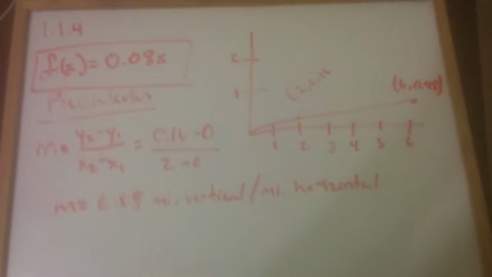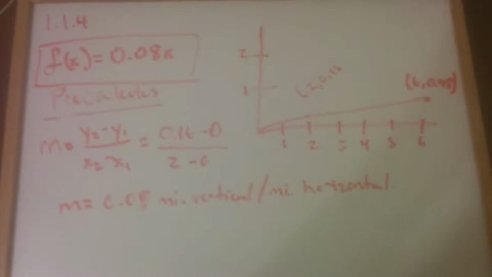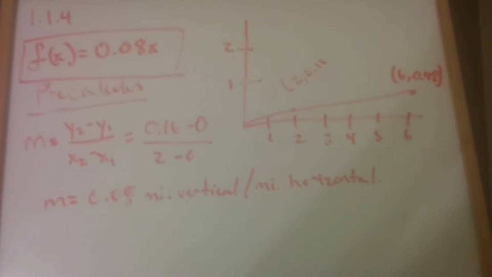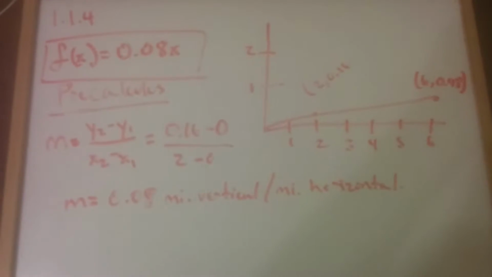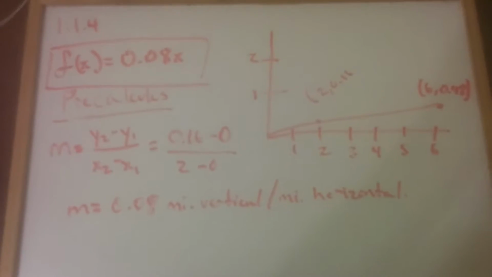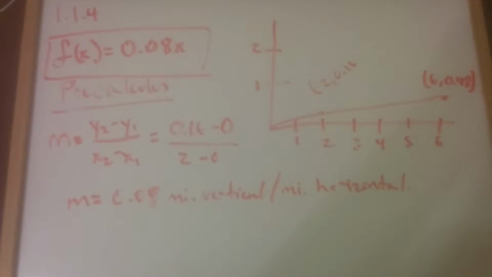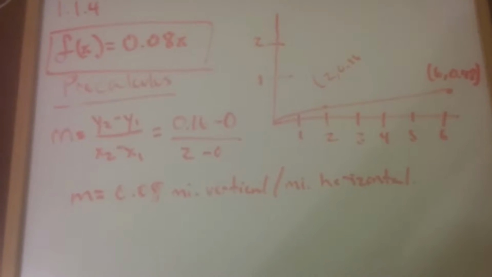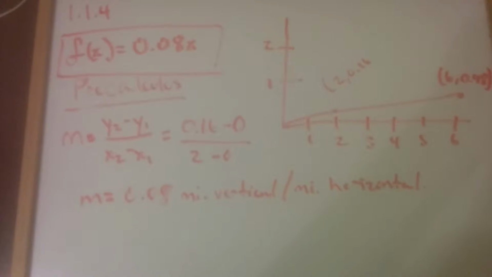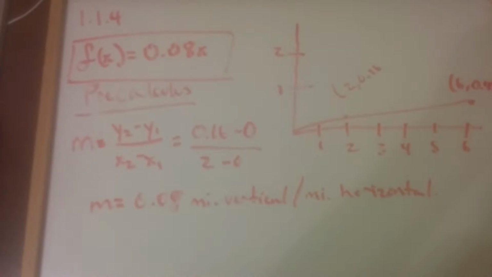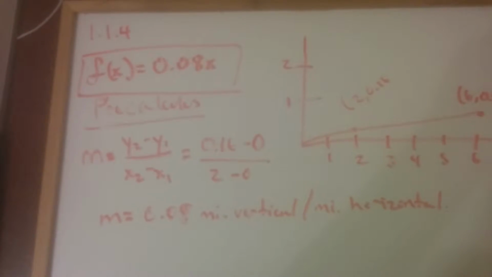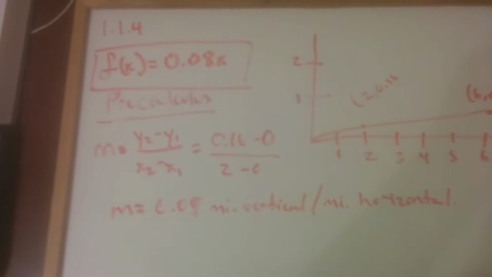Okay, so I'm doing problem number 4 in section 1.1. And the question reads, a bicyclist is riding on a path modeled by the function f of x equals 0.08x, where x and f of x are measured in miles. Find the rate of change of elevation when x equals 2.